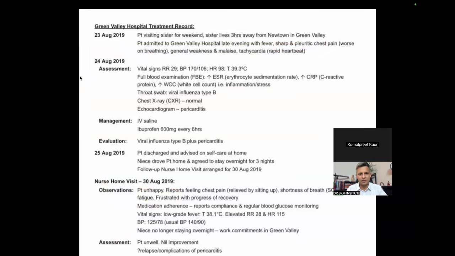So now the patient was traveling, patient admitted to Green Valley Hospital late evening with fever, sharp pleuritic chest pain, worse on breathing, general weakness, malaise and tachycardia. So she was having high heartbeat rate, there was kind of a chest pain, fever was there. So patient was admitted. Now see the next day.